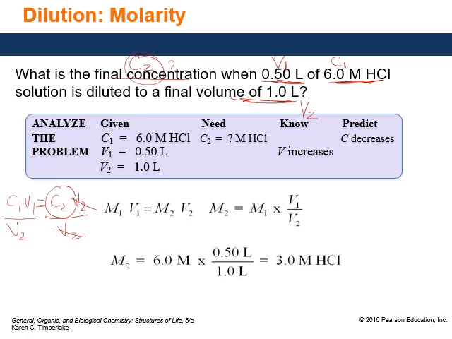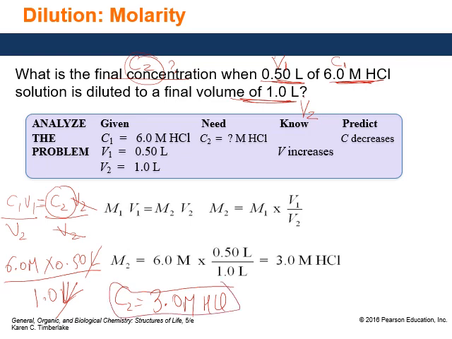Now you simply plug in the values here. What was C1? C1 is 6 molar times V1, which is 0.50 liters, divided by V2, which is 1.0 liters. So make sure these units are the same. See, liters and liters can cancel out, but if it was a different unit, you would not be able to cancel it. So here we cancel them out. Our final answer is in molarity, which is our C2. So C2 here is going to be 6 times 0.5 divided by 1, which will give you 3.0 molar of HCl.